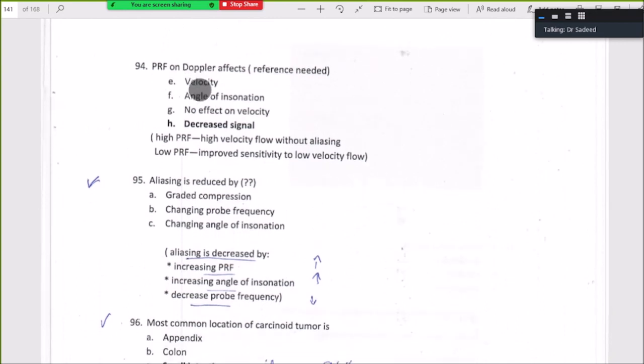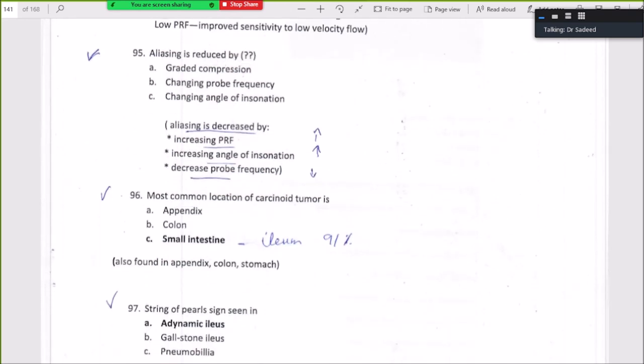PRF and Doppler affects velocity. And LE is reduced by grade compression. Aliasing is decreased by increasing PRF, increasing angle of ionization, and decreased pulse frequency. So memorize this. Aliasing decreased by increased PRF, increased angle of ionization, decreased pulse frequency. Then whichever option is written out of these will be the answer.